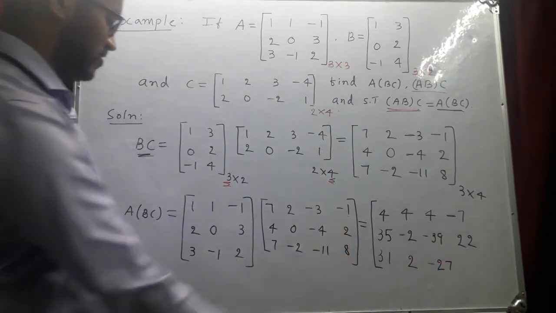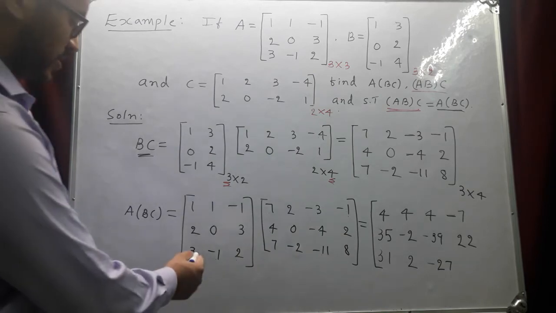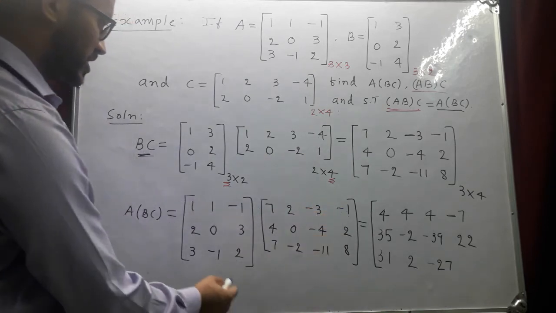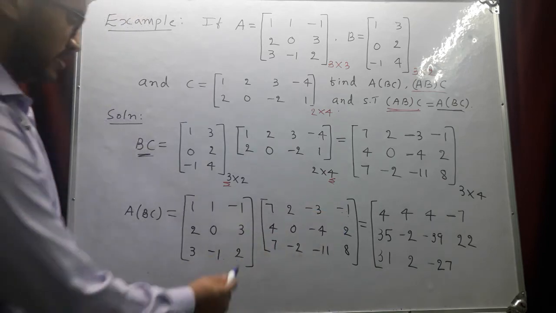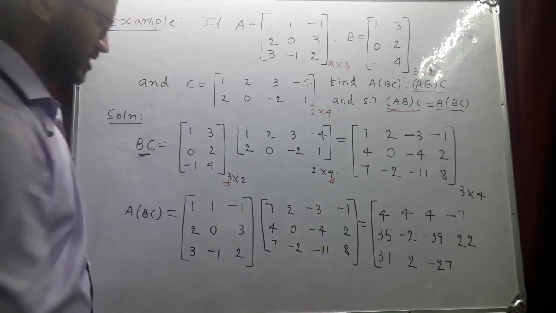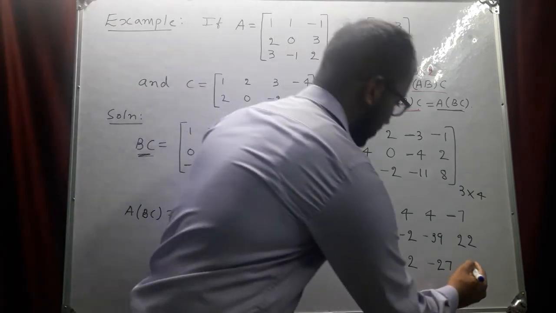Third row, fourth column, minus 3 minus 2, that is minus 5 plus 16. So we get 11.